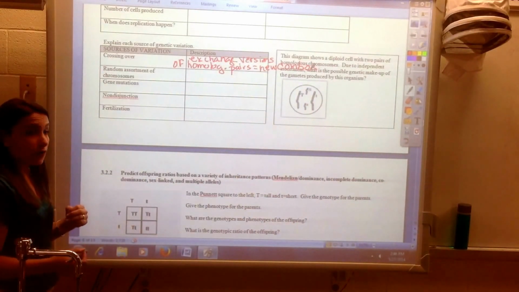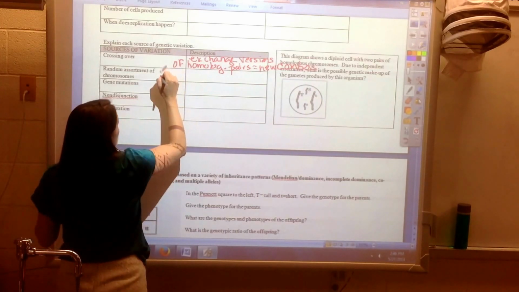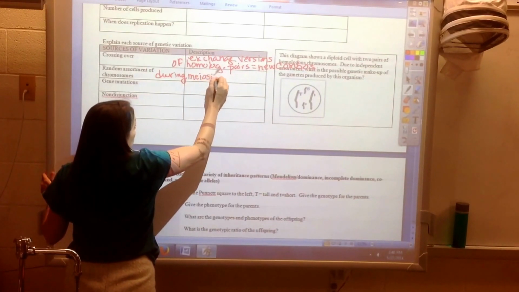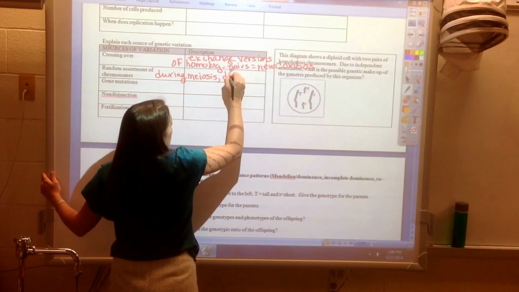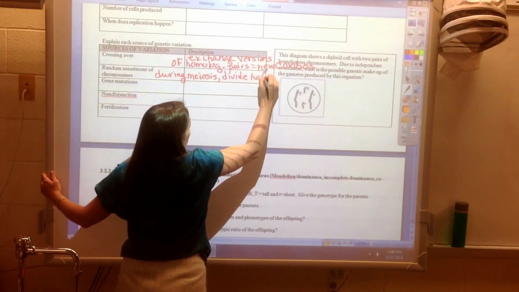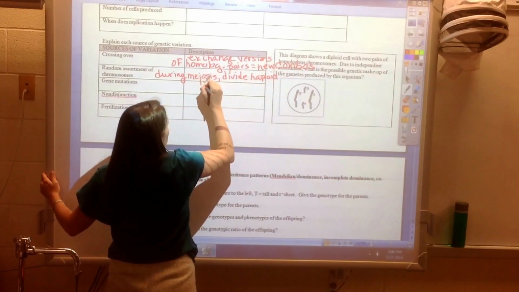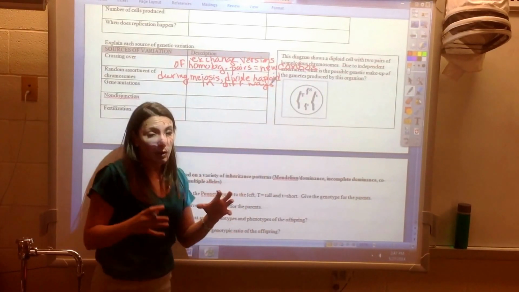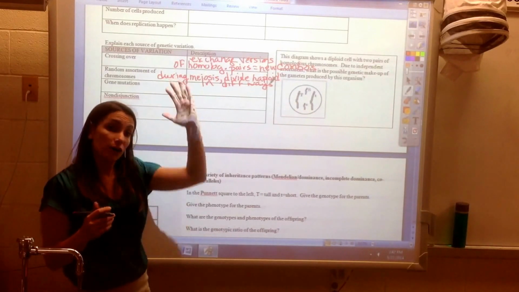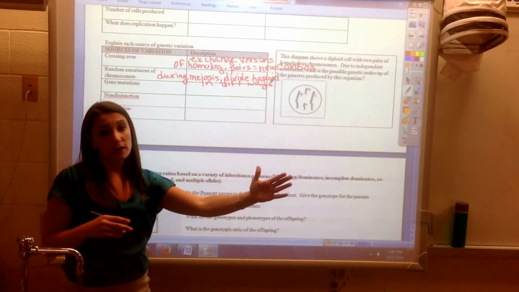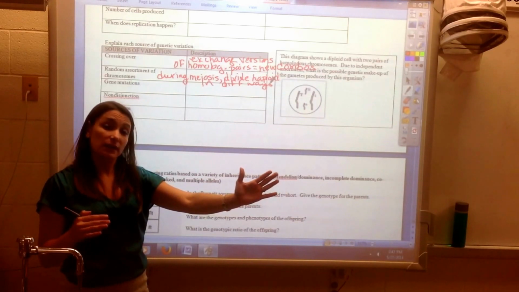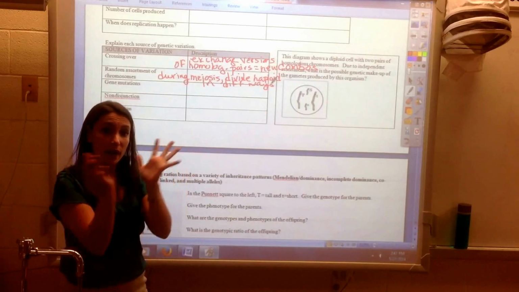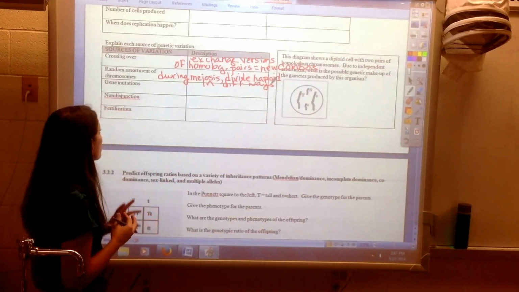Random assortment of chromosomes is during meiosis, we divide into haploid in different ways. Meaning sometimes when an egg divides, all of the ones from its mother goes in one type of cell, and all of the ones from its father goes in another type. But sometimes when we undergo random assortment, they actually get mixed up with each other.